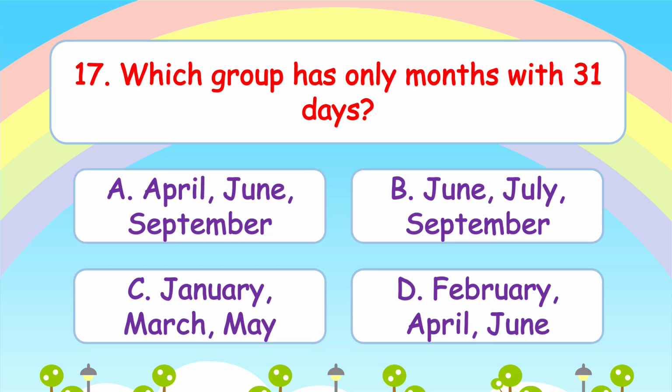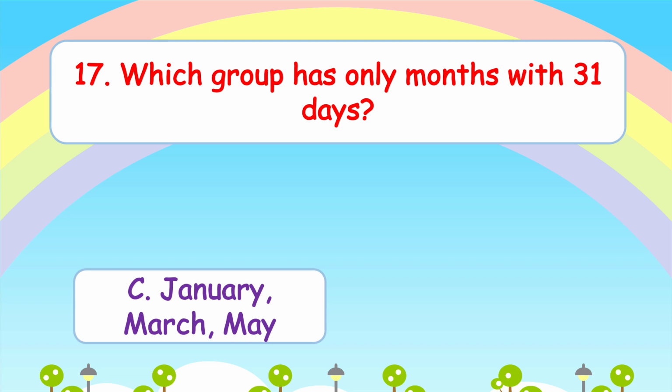Which group has only months with 31 days? And your options are April, June, September, or June, July, September, or January, March, May, or February, April, June. And it's January, March, May. These are the 3 months having 31 days.